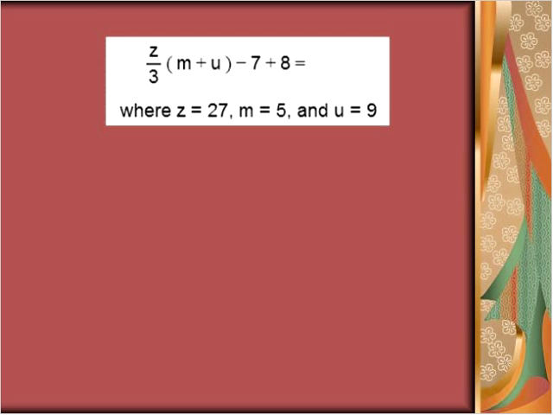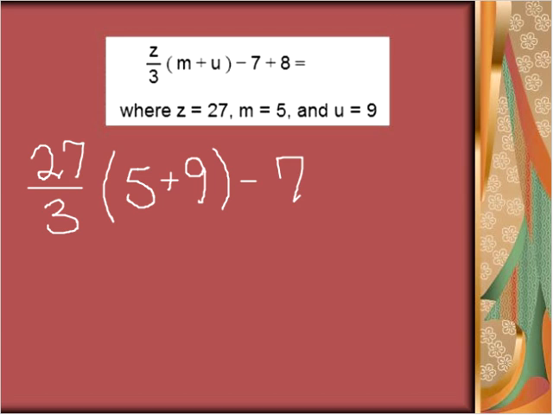The last problem I'm going to work through today, we do need to use substitution before we can simplify. So I'm simply going to plug in 27 for z, and then 5 for m, and 9 for u, and I'm going to continue writing down the rest of this problem. All right, order of operations tells me that I need to do what's inside parentheses first. So 5 plus 9 is 14.